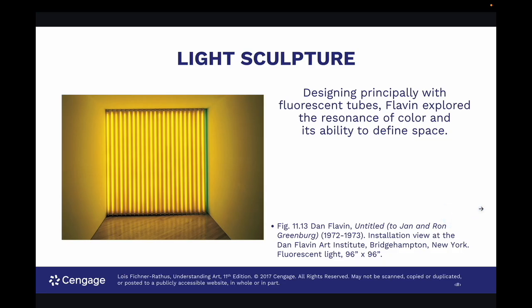Light sculpture is when an artist works with light, and Dan Flavin specifically usually works with fluorescent tubes, but any kind of light would work. Artists are concerned with how the light colors mix together and how the light affects the space in which it would be displayed. So not a whole lot else to say about light sculpture, except it's done with light.